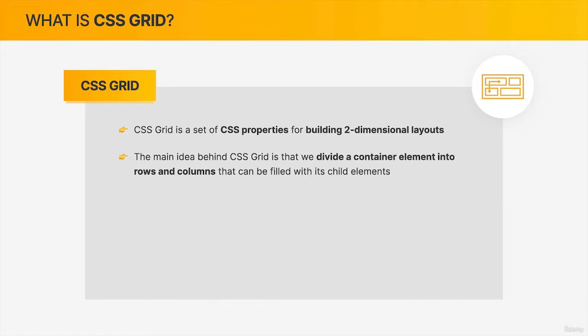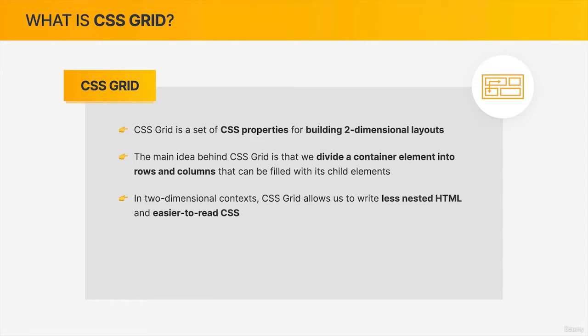So we use CSS Grid in 2-dimensional contexts, where it allows us to write a lot less nested HTML and also easier to read CSS. And you will start appreciating these characteristics of CSS Grid once you actually start using it and maybe comparing it to things like Flexbox or even float layouts. So CSS Grid completely changes the way that we envision and build 2-dimensional layouts with CSS. And therefore, we can say that, in a way, CSS Grid completely revolutionized CSS.